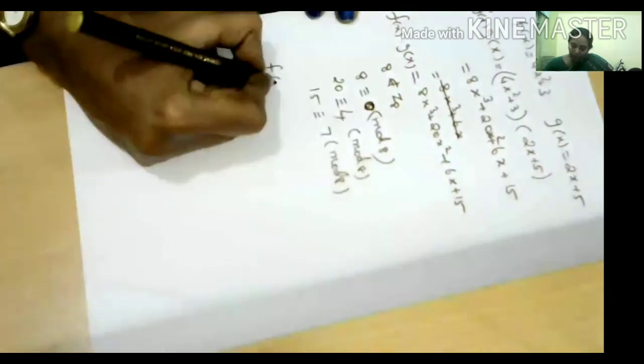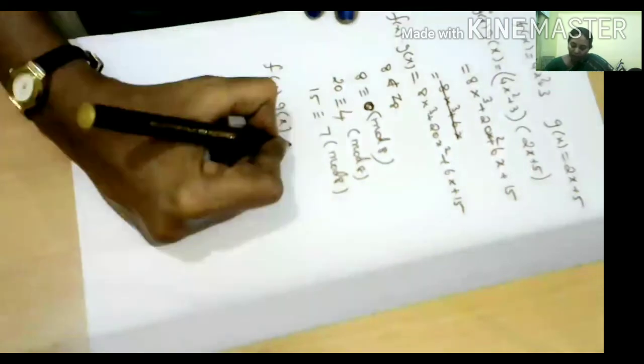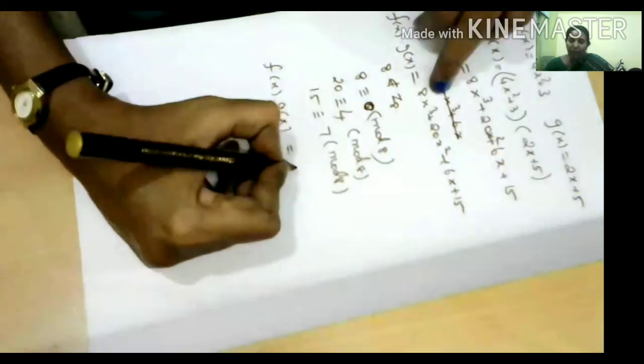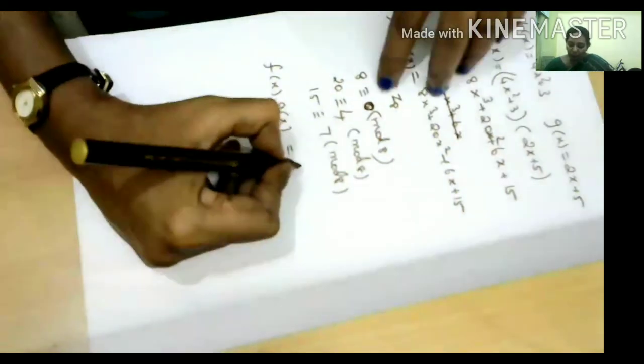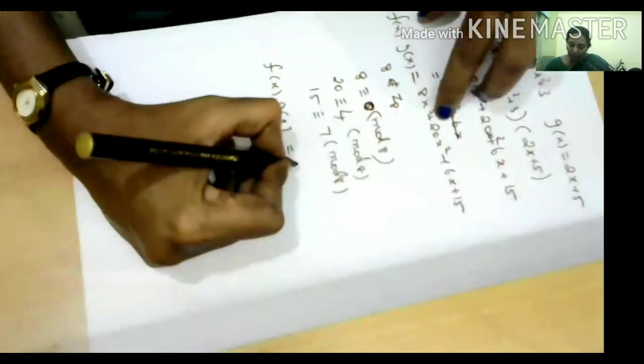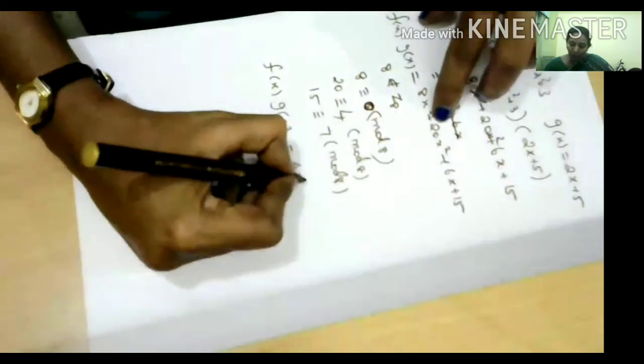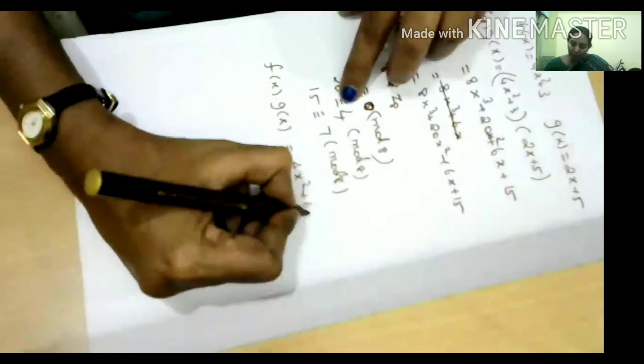So now our polynomial is rewritten. f of x and g of x is equal to, in the place of 8, put 0. The remaining 20x square is 4x square now, plus 6x plus 7. Okay. So this is our reduced polynomial f of x into g of x.